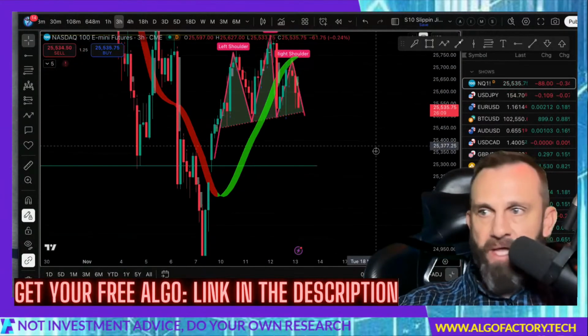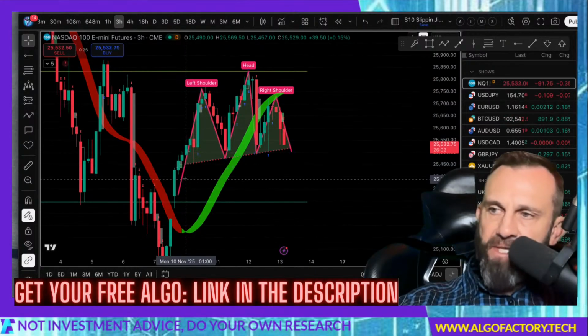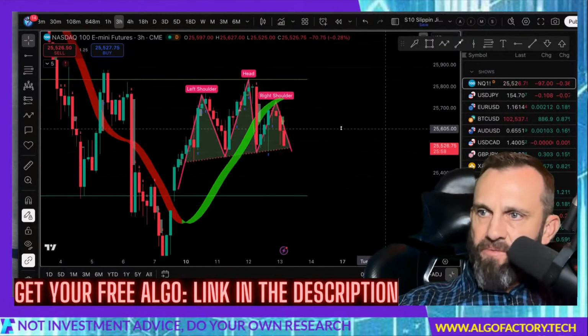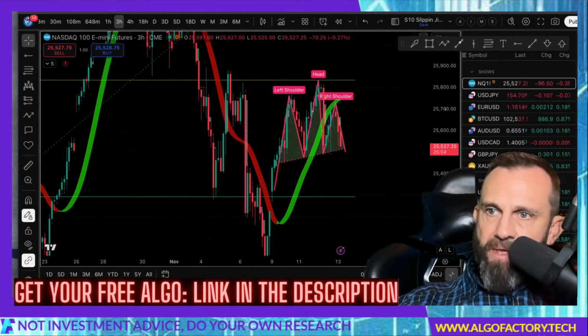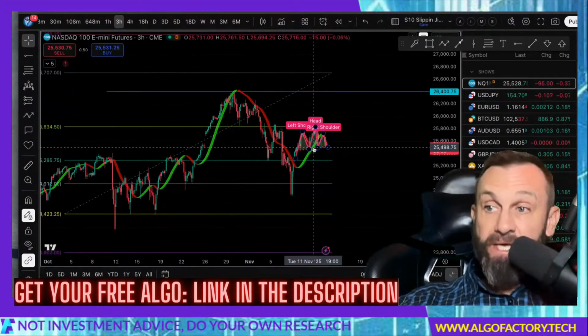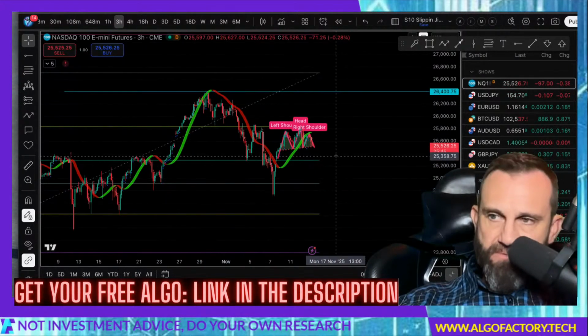So what is a head and shoulders? What does all that mean? Well, this goes back to Monday, this head and shoulders, right? So what that means is that this is bearish. Price might reverse down. And if you look at it from a standpoint of what story price is telling, price tried to reclaim the highs and couldn't, right?